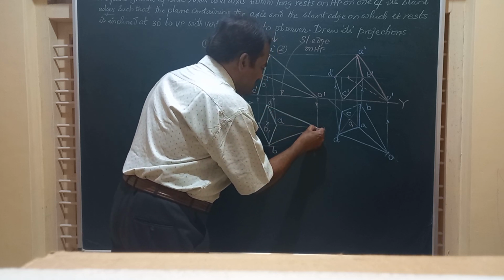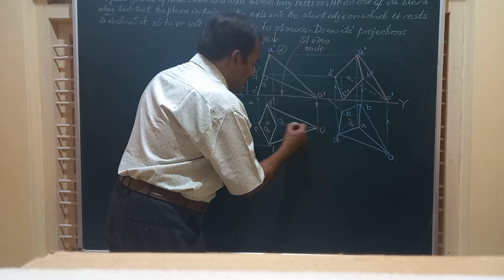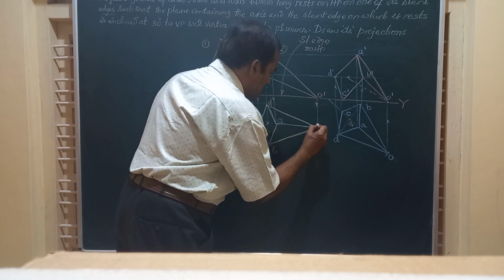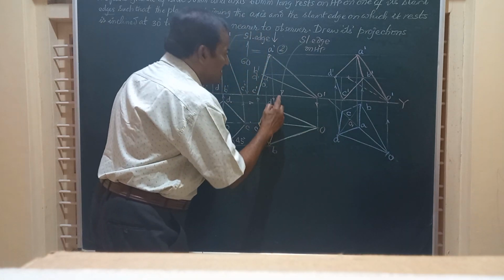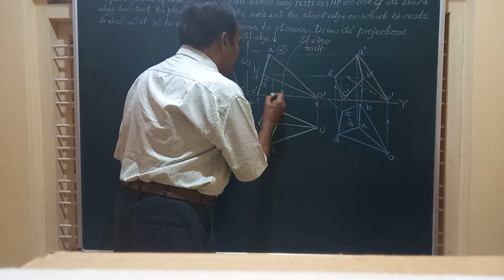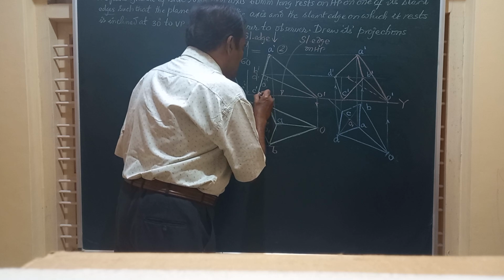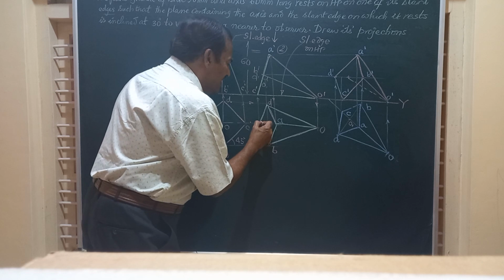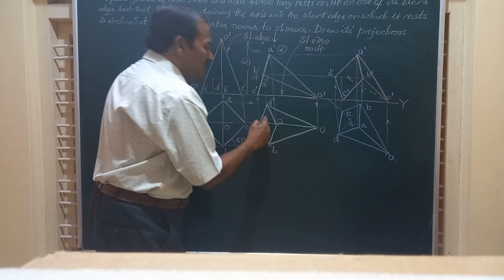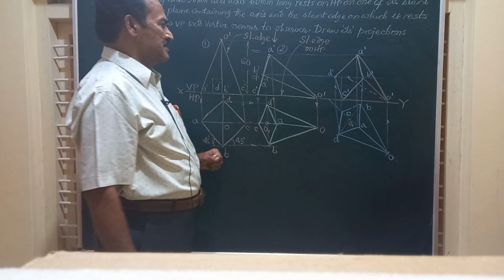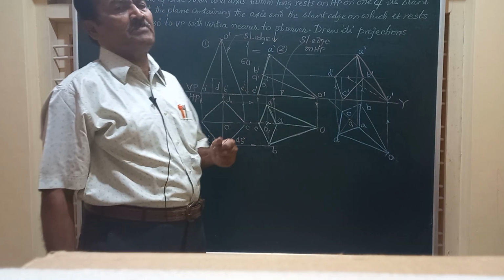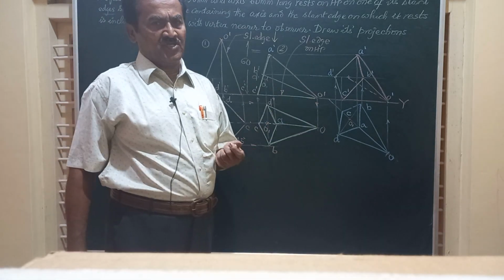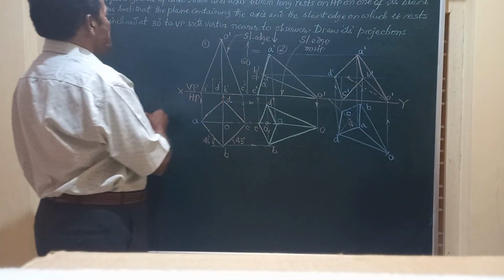This is line OB, this is line OA, and since this is resting on O dash C dash, which is called this slant edge on HP, this is not visible, hence I am going to show this part by a dotted line. Friends, this is how the pyramid looks when it is resting on HP on one of the slant edges. So we have done up to here.